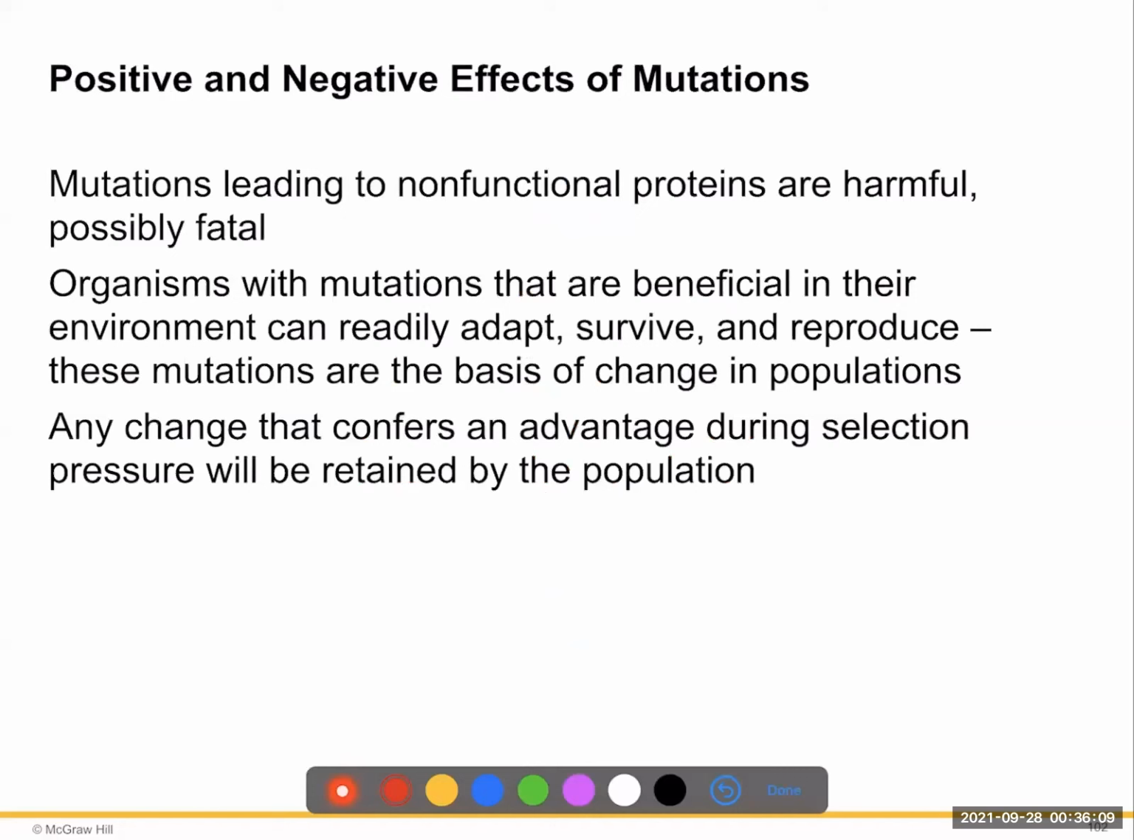Mutations leading to non-functional proteins are harmful and potentially fatal to the organism. Organisms with mutations that are beneficial in the environment can readily adapt, survive and reproduce, just like bacteria that are resistant to penicillin. These mutations are the basis for a change in populations. Any change that confers an advantage will be retained by the population. If it's a disadvantage, it's going to disappear from the population.